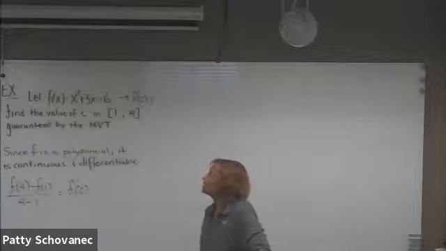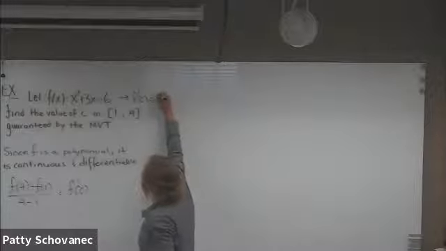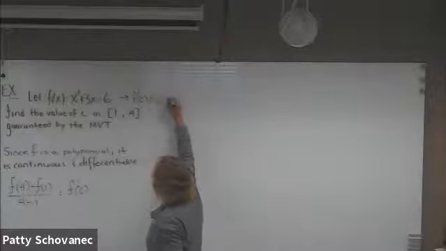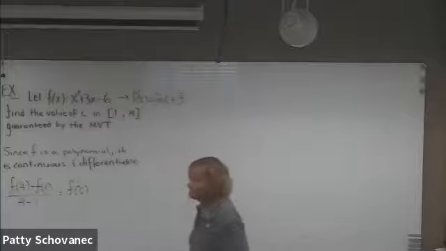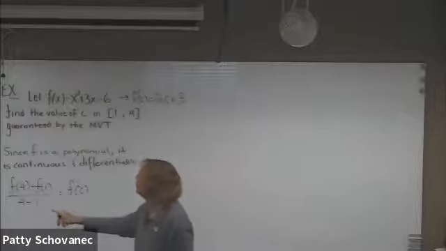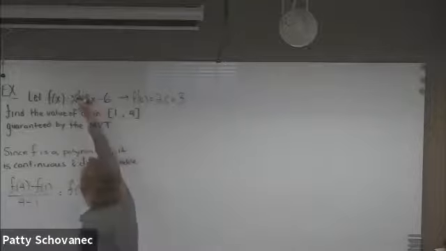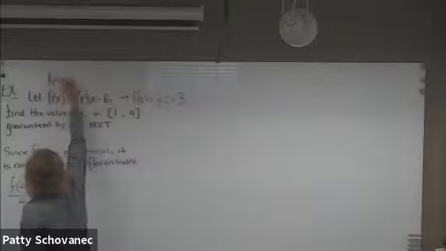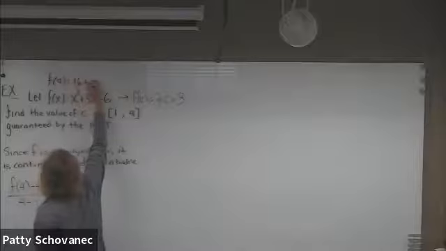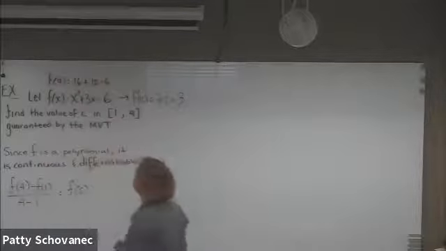That's 2x plus 3. So f prime of c is 2c plus 3. Now let's get f of 4. F of 4 is 16 plus 12 minus 6, 22.